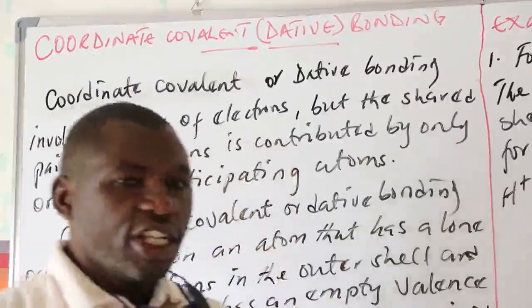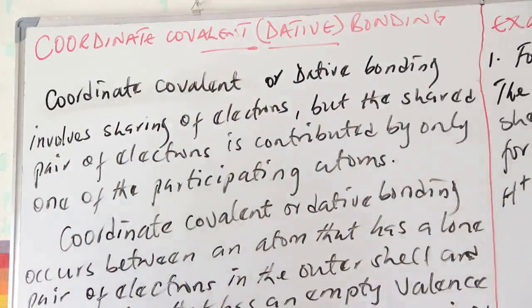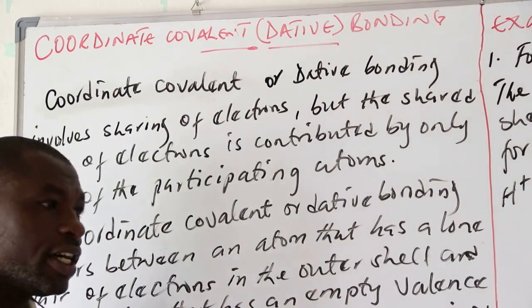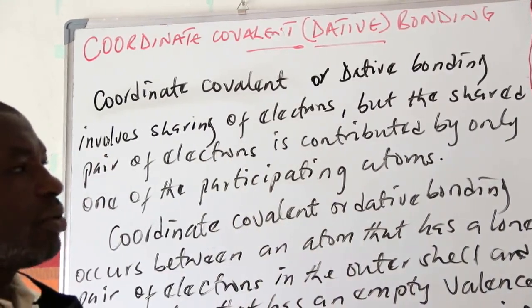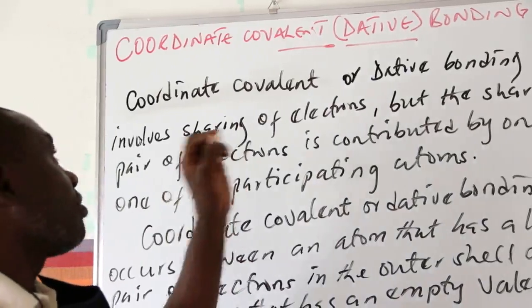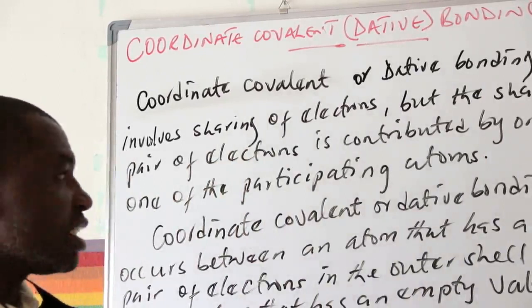Good day, students. Today we are going to continue our lesson from where we stopped the last time we met. We were talking about chemical combination, and in the last lessons we handled covalent bonding and ionic bonding.